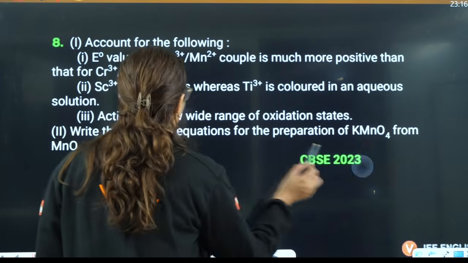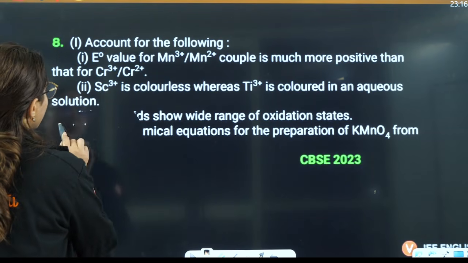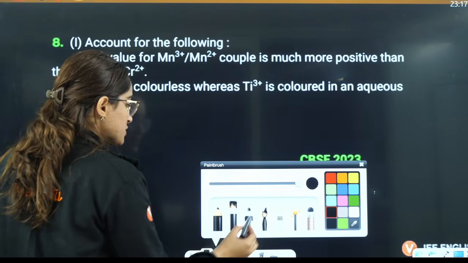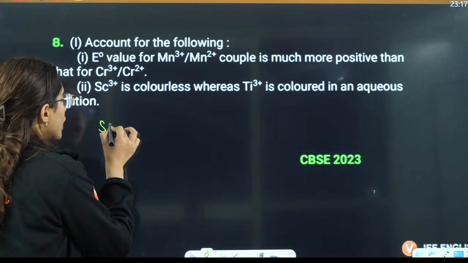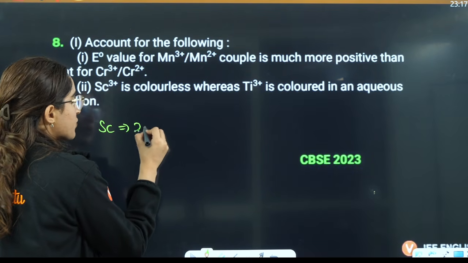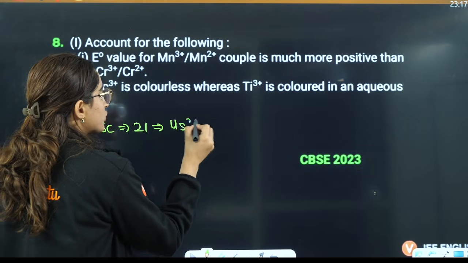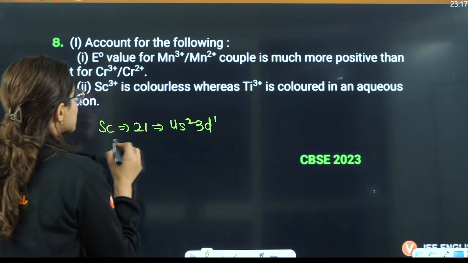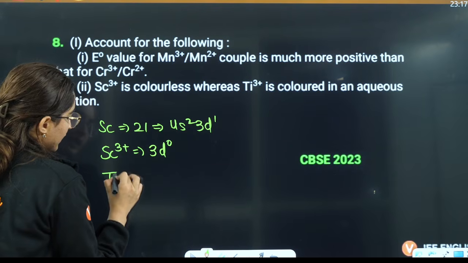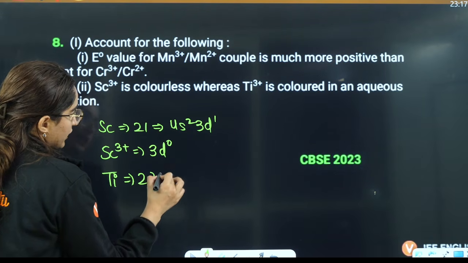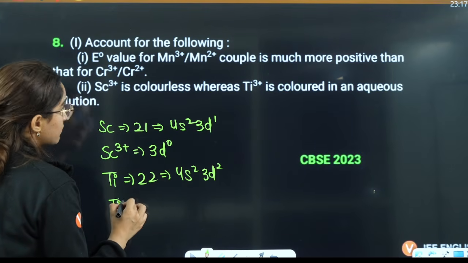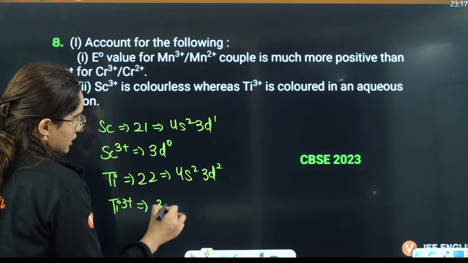The second question is, scandium is colorless whereas titanium is colored. Now how do you write it? Scandium is 21, it is 4s2 3d1. So scandium 3 positive is nothing but 3d0. Now titanium is 22, it is 4s2 3d2. So here titanium 3 positive is nothing but 3d1.